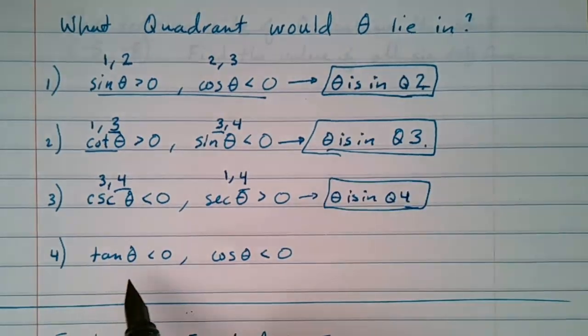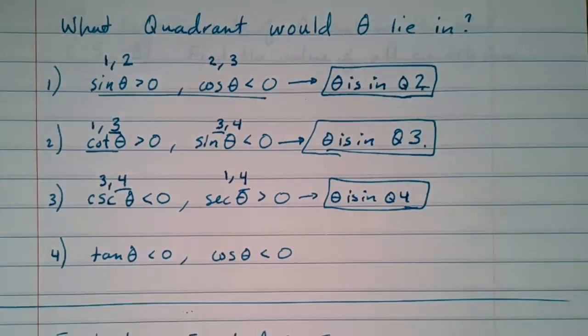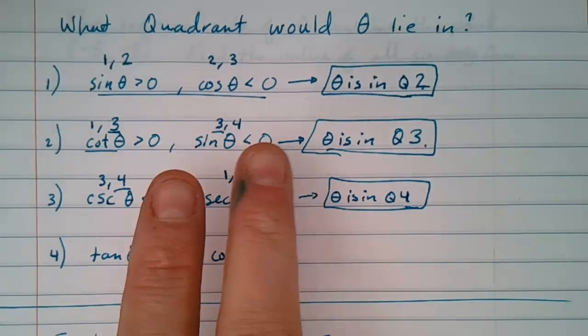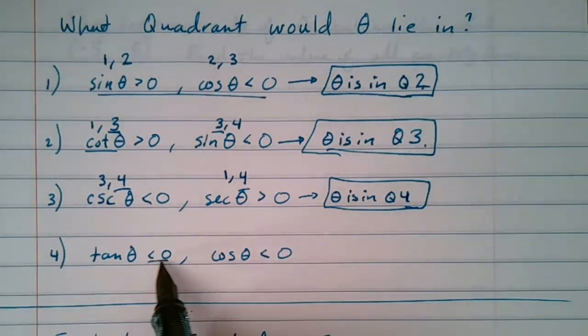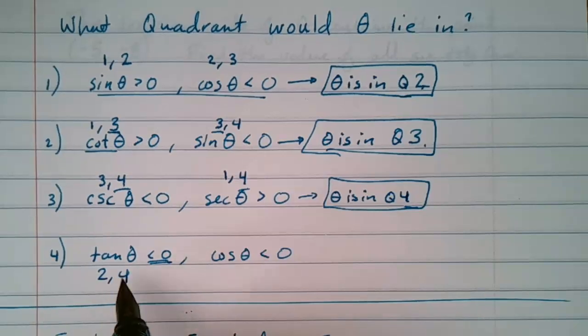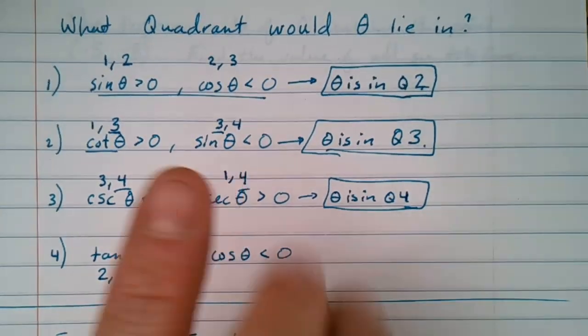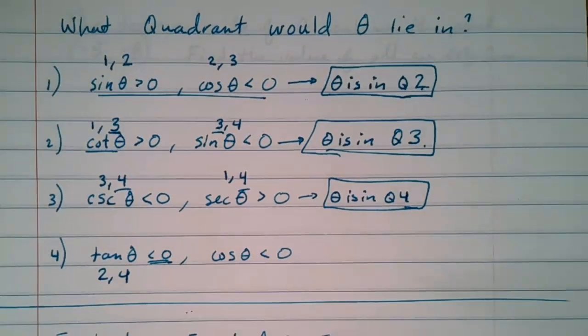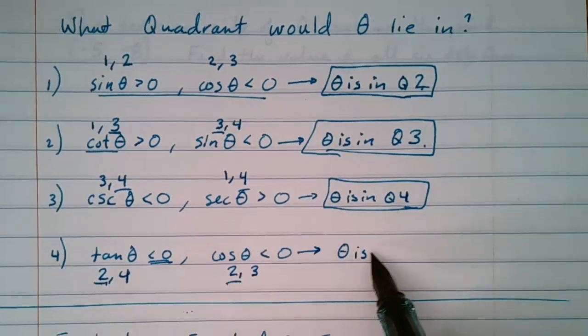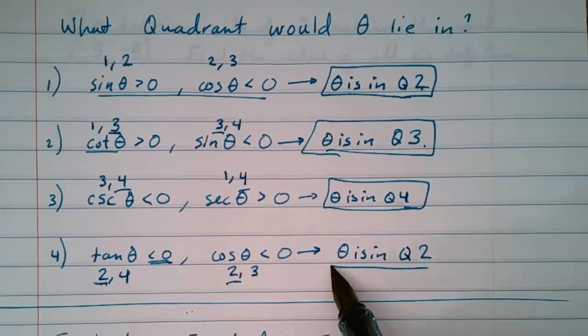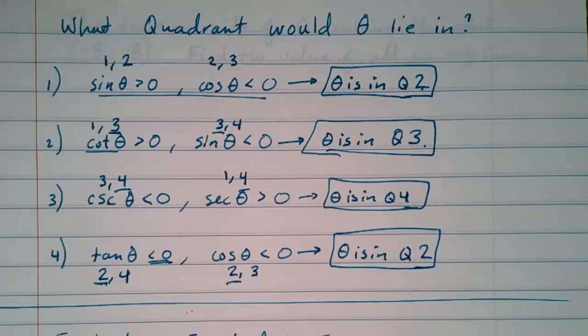Okay? Last one here. Tangent of theta is less than 0, or tangent of theta is negative. Well, all students take. Tangent is positive in 1 and 3, which means it's negative in 2 and 4. And cosine, right? All students take calculus. It's positive in 1 and 4, which means it's negative in 2 and 3. Where's the overlap? Theta is in quadrant 2. So that lets us find what quadrant we would be in.